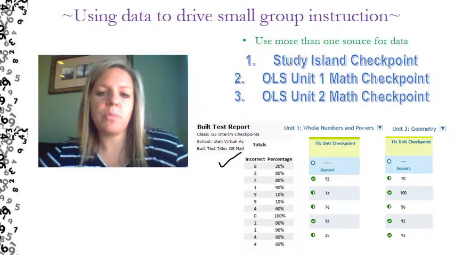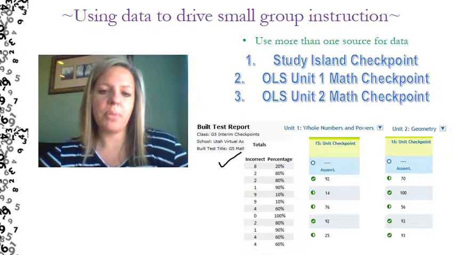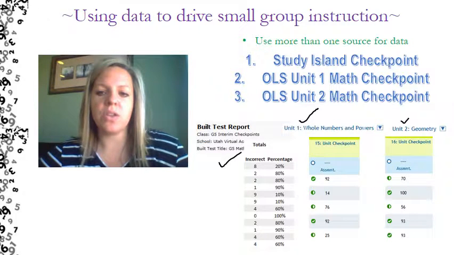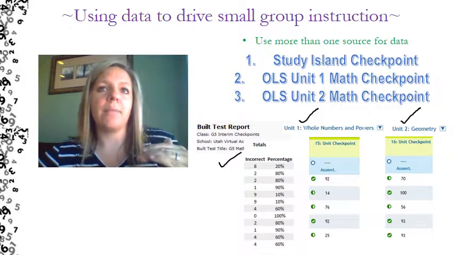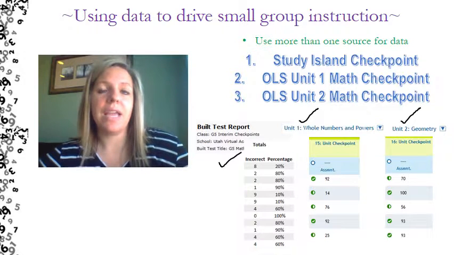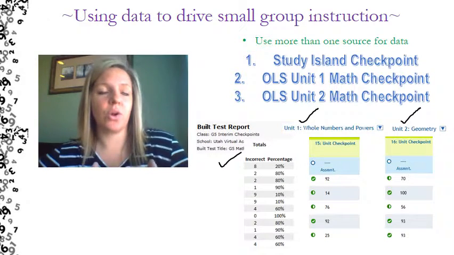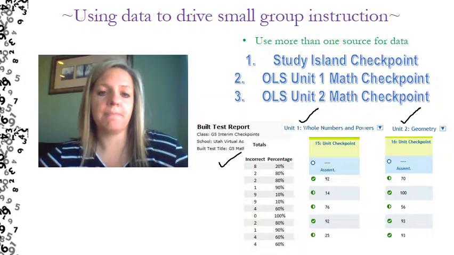I also pulled my data from the online school. So I pulled up the Unit 1 checkpoint for math and also the Unit 2 checkpoint. I went through each one and made a list of the kids who did not master those checkpoints, because that's a good indicator that they didn't really understand the whole unit, and so they could most likely use some extra support from those different topics of those two units.